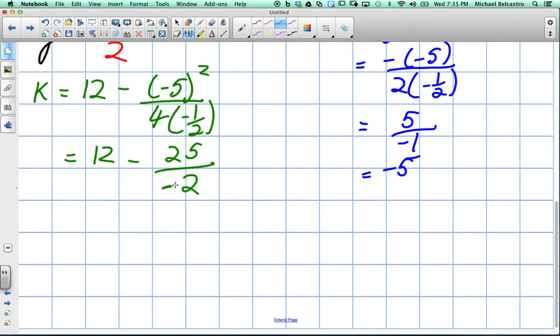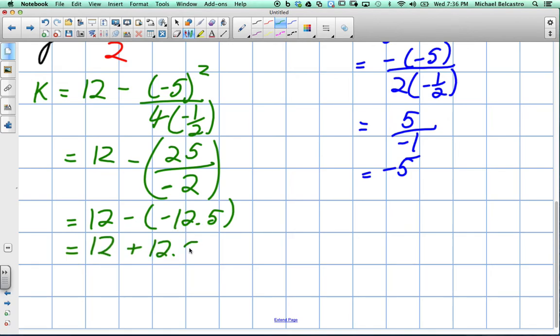Okay, great. We still have to evaluate this before we do the addition and subtraction part. So 12 minus, I'm going to put this into a decimal value because I don't want to work with fractions right now. So 25 divided by negative 2, you might want to take a calculator out. I can tell you, it's going to be negative 12.5. Now I have 12 minus negative 12.5, which is the same as writing 12 plus 12.5. When we put those together, we get 24.5. And that's our k value.